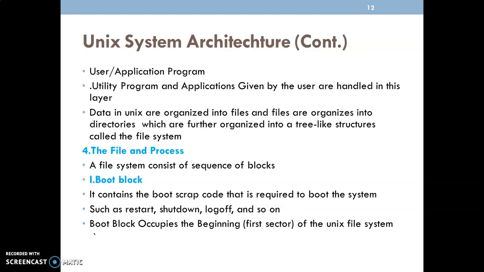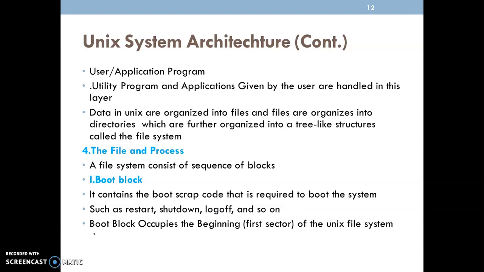The data in Unix are organized into files, which means whatever content we want to store in Unix will be stored in the form of files. Then what exactly are files? Files are a sequence of blocks. Usually these files have a tree-like structure, which is what we call a file system.